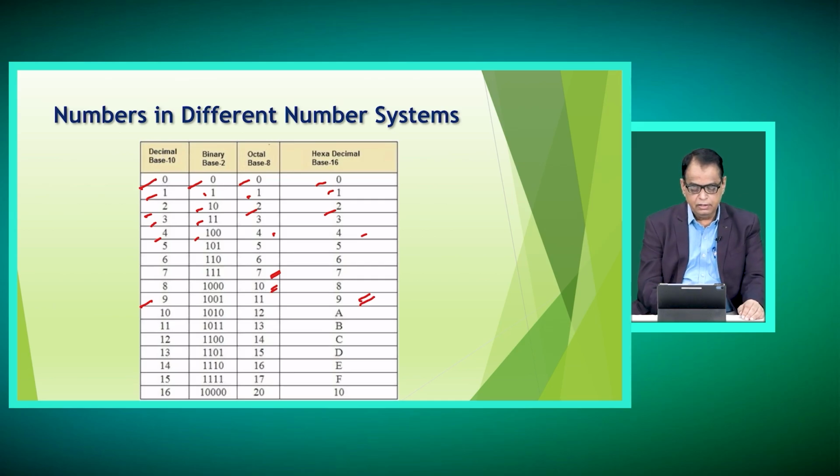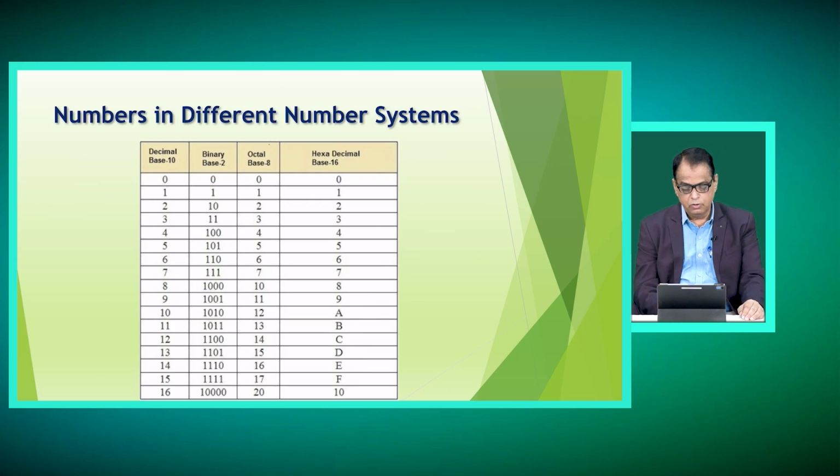Then you will find that there is a change in the hexadecimal number system, because we have the symbols A, B, C, D, E and F, and then for decimal 16 we have the hexadecimal number 10. Every time we are incrementing the number by 1. One can easily observe from this table how the numbers are written in decimal, binary, octal, and the hexadecimal number system.